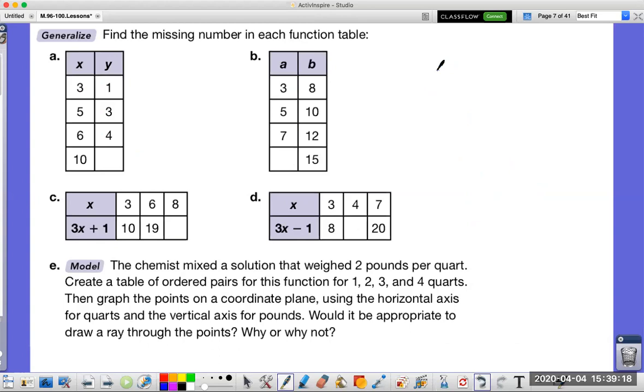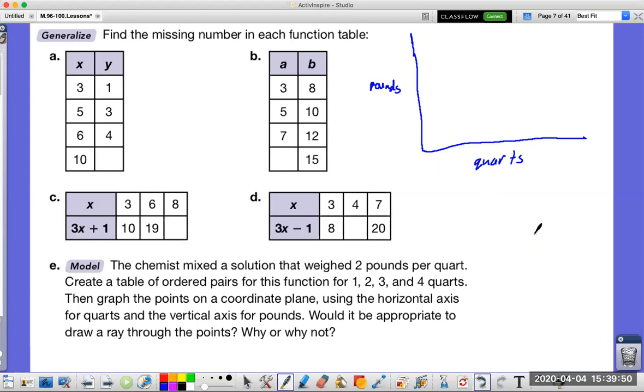I'm going to create my vertical axis right here. My vertical axis needs to be that way. This is a horizontal axis. It said the vertical axis needs to be pounds, so let me just write that here. And my horizontal axis needs to be quarts. Okay, so this is what my graph will look like.